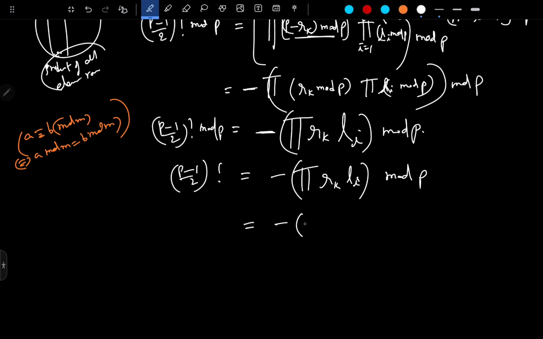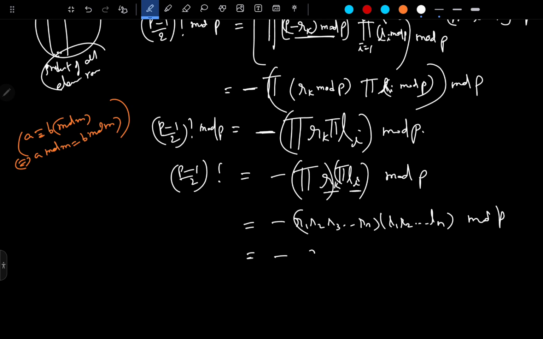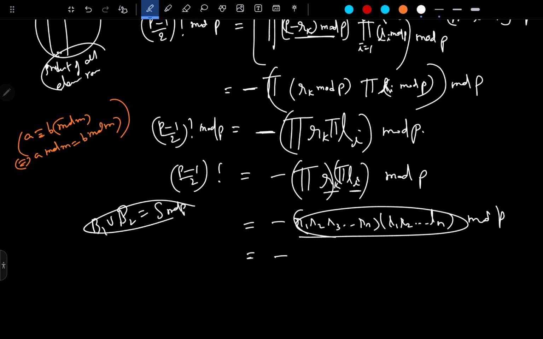So minus rk into li. So phi of rk into phi of li. Phi of rk suggests r1, r2, r3 and so on up to rn, where l1, l2 and so on up to ln, mod p. Basically it is saying that since I said x1 union x2, b1 union b2 is nothing but our S mod p. So S mod p, what are the elements in my small p? Tell me.